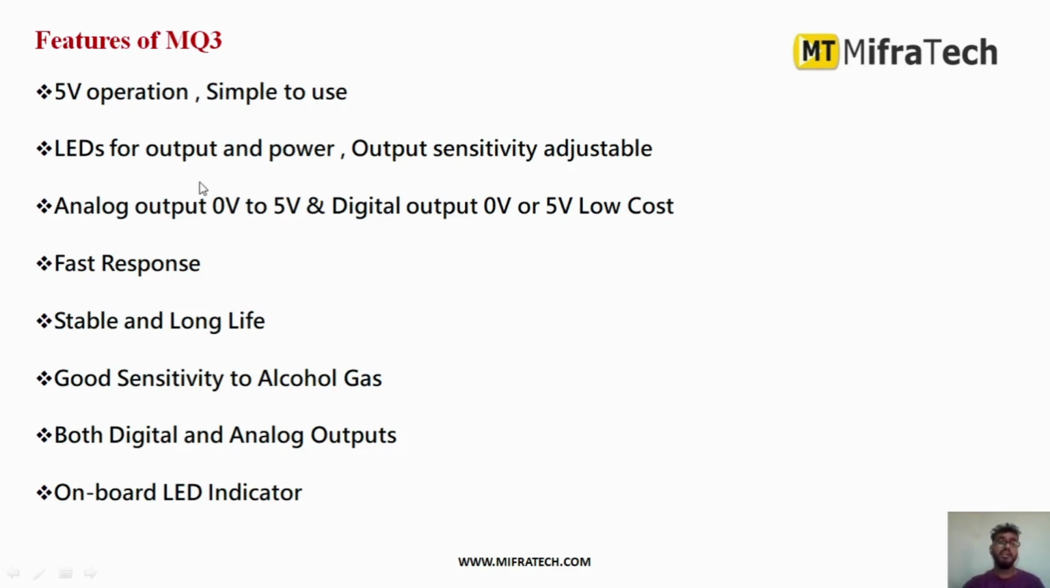After that, it has 2 output LEDs. One will turn on whenever we provide a power supply, that is the power LED. One more is an output LED. Whenever it detects alcohol, the output LED will turn on. We can also adjust the sensitivity of the sensor using the potentiometer.